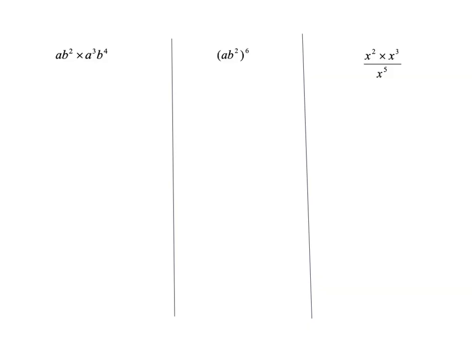So nice and easy, what we're going to remember is we can only work with like bases. So there we have our a's and there we have our b's. And because these are multiplying, even though there's only one multiplication in the middle, these are joined through multiplication and those are joined through multiplication. So this whole thing is being multiplied. So if we deal with our a's, we've got a to the power of 1 times a to the power of 3. And that will give me a to the power of 1 plus 3, which is a to the power of 4.